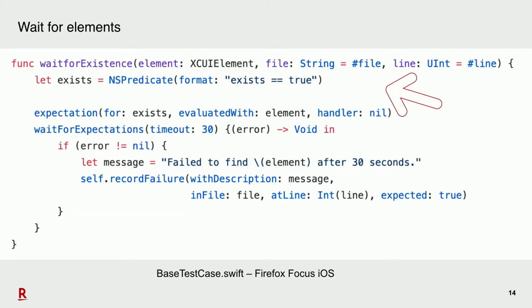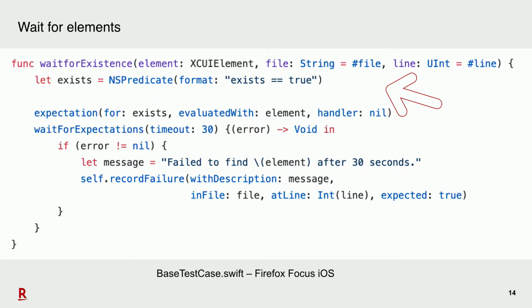And next one, wait for elements. This one I took from the base test case of the Firefox Focus app, although it might not be useful these days because Apple already has waitForExistence built in, easy to use. However, you see the wait for elements from the Firefox Focus app, where I want to show some other techniques right here. The first is that they use the predicate, and the second is that they set the expectation, like you often do in your unit testing when having asynchronous code.